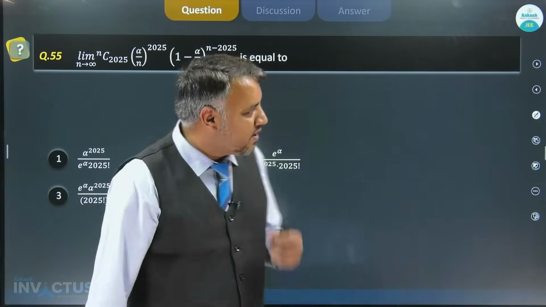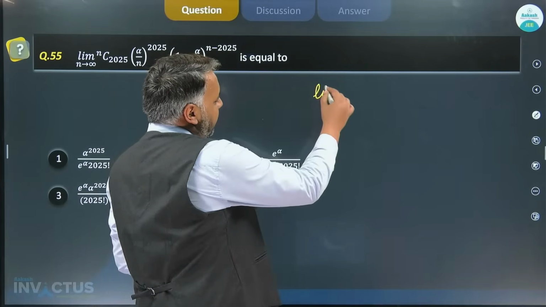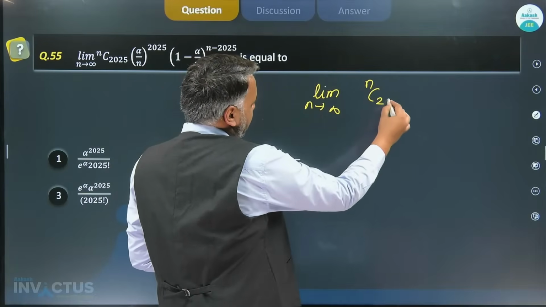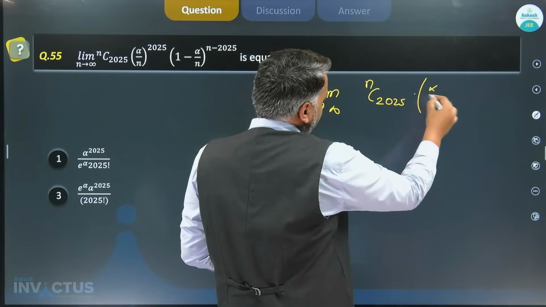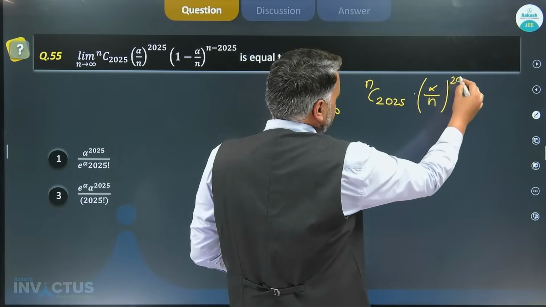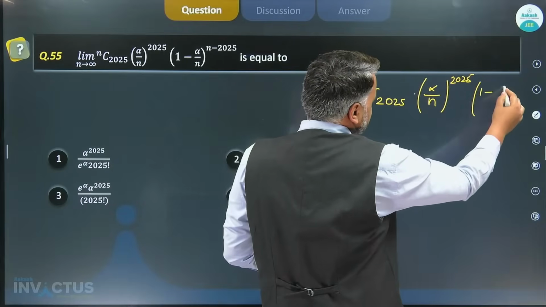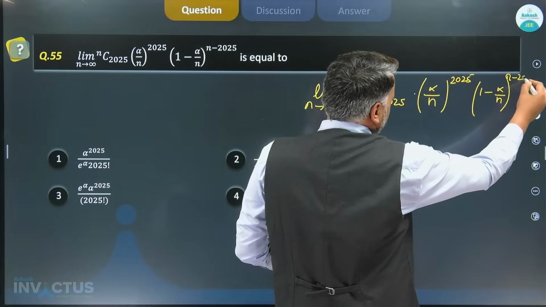I think this is again a good question. Limit n tends to infinity, nC2025 into (alpha by n) whole power 2025, and one more term, that is (1 minus alpha by n) whole power n minus 2025.